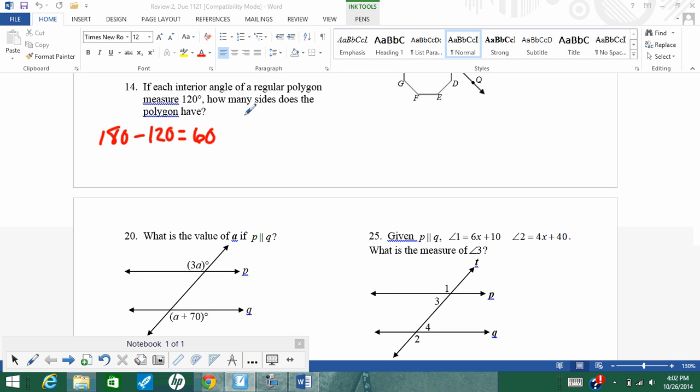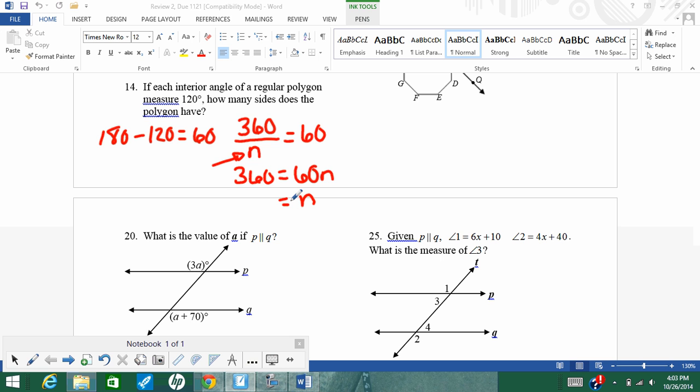And I have a formula for the number of degrees in one exterior angle for a regular polygon. That's 360 over n, the number of sides, and that's what we're actually looking for here. And we know that that should be equal to 60, because that's how much one exterior angle measures. So if we do a little algebra here, we can find out what n is. So I'm going to multiply both sides by n and get 360 equals 60n. Divide by 60 and get n equals, and I need to do a quick calculation here.